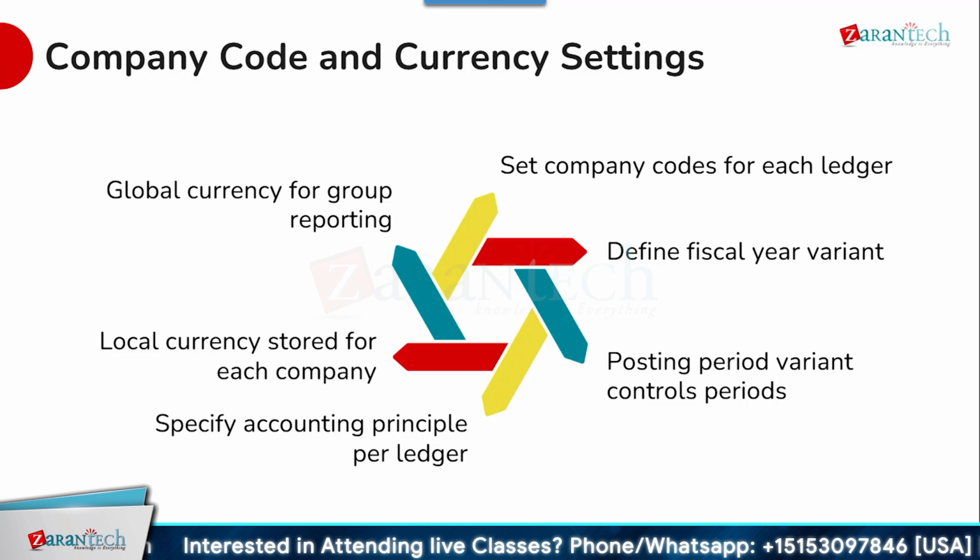Next, defining the fiscal year variant is very crucial here, as it dictates the structure of your accounting year. You can align it with the calendar year or create a custom period based on your business needs. Posting period variants control which periods are open for transactions, preventing errors in financial entries. So it's very important to set this up carefully.